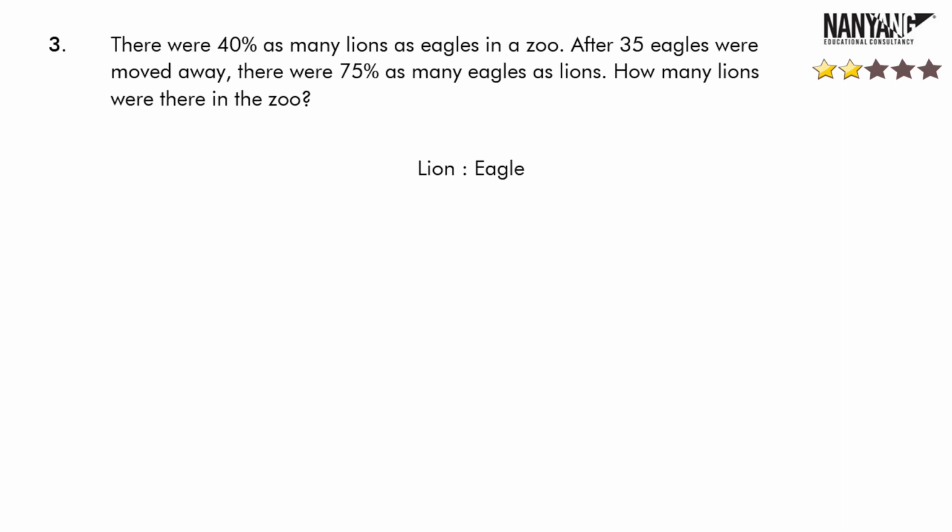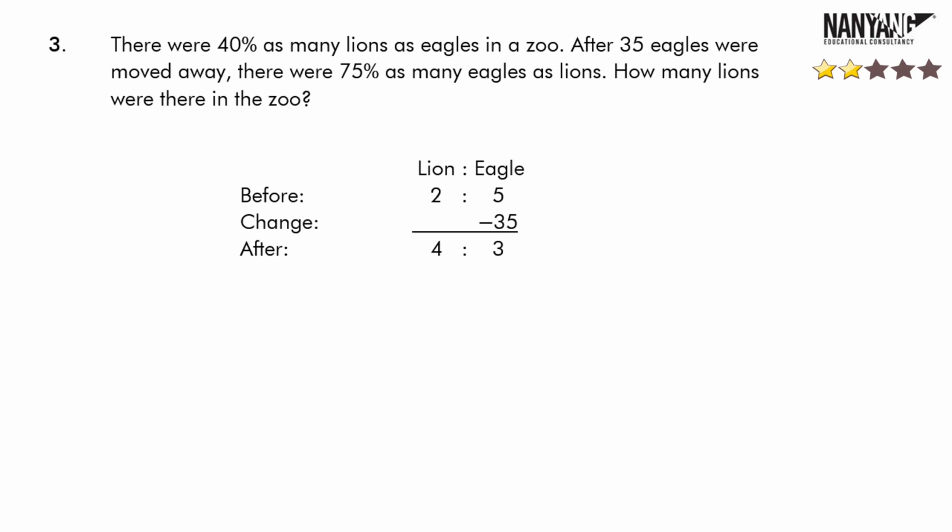Alright, so our first step will be to write down the ratio of lions and eagles. Before that, it will be 2:5. After our change, 35 eagles were moved away, so we minus 35. There were 75% as many eagles as lions, so eagles will be 75% and lions 100%. So our ratio should be 4:3.